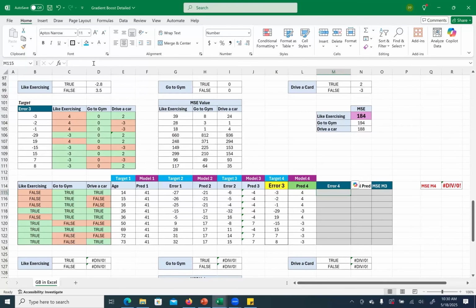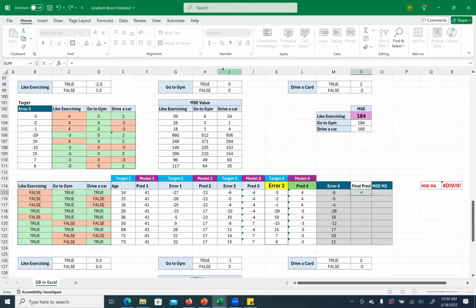Okay. Now my error is going to be what? My error is going to be error 3 minus prediction 4. Very nice. Okay. Final prediction is going to be sum of all the predictions. So prediction 1 plus prediction 2 plus prediction 3 plus prediction 4. This is my final prediction.